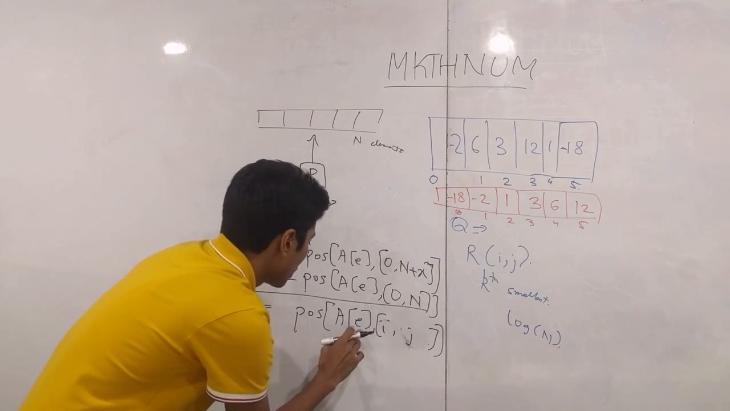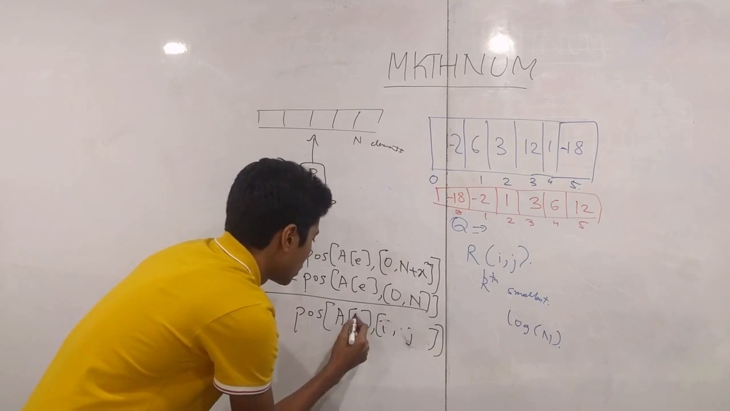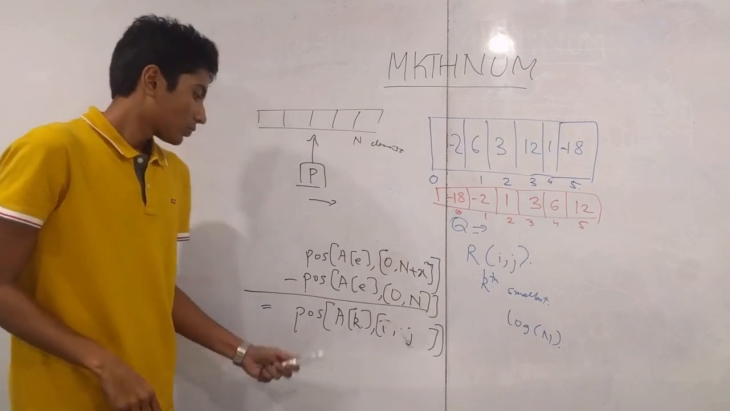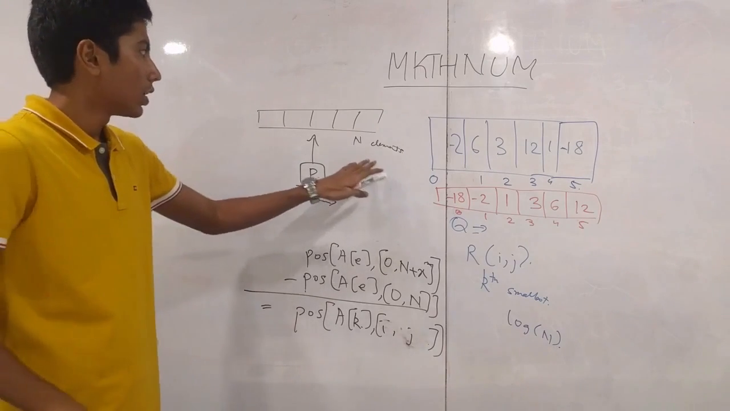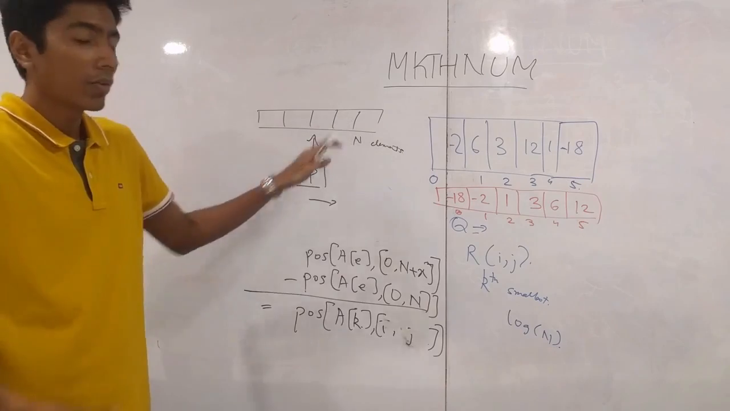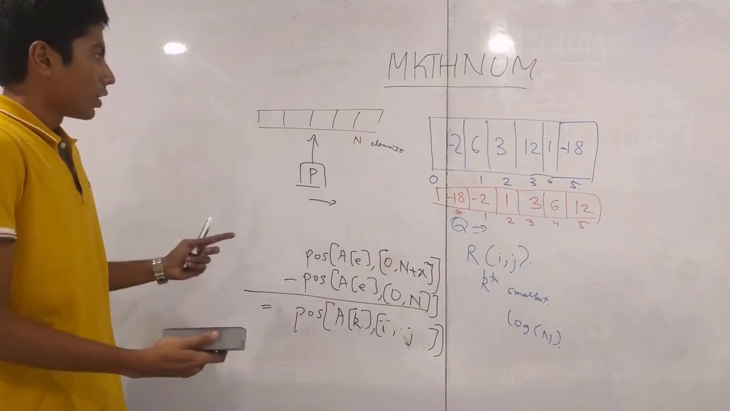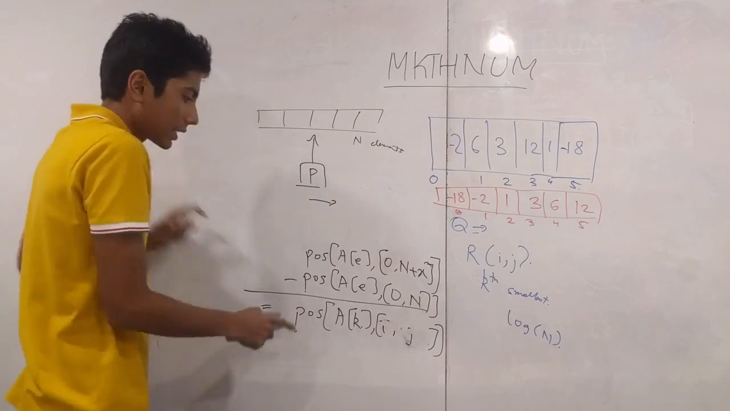And here A of k. So this is what we are looking for. We wanted the position of the kth element. We want the value of the kth element at i, j. Right. So this can be done fast.